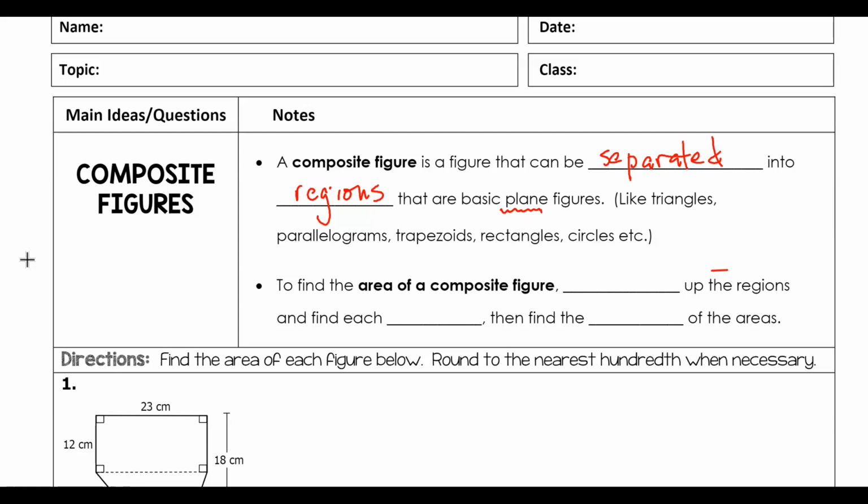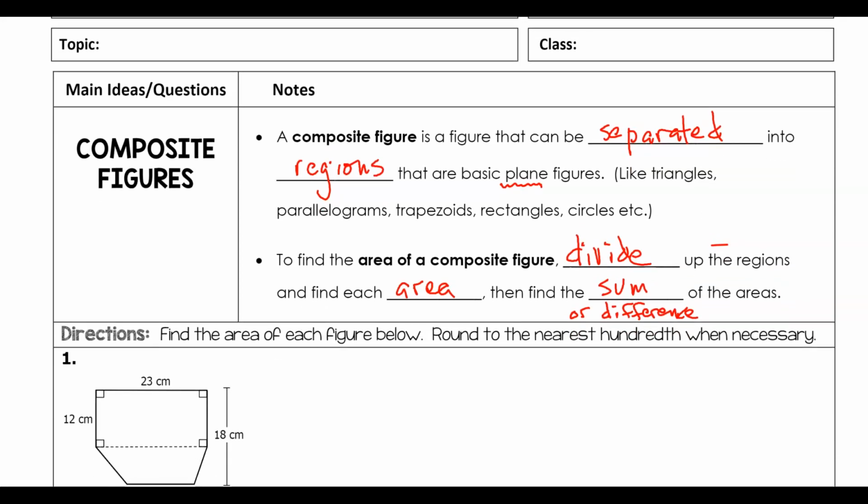Okay, to find the area of a composite figure, divide up the regions and find each area. So we're going to break it up into separate problems. Then find the sum, or it could be the difference if we're subtracting areas. Okay, so let's take a look at a couple examples here.